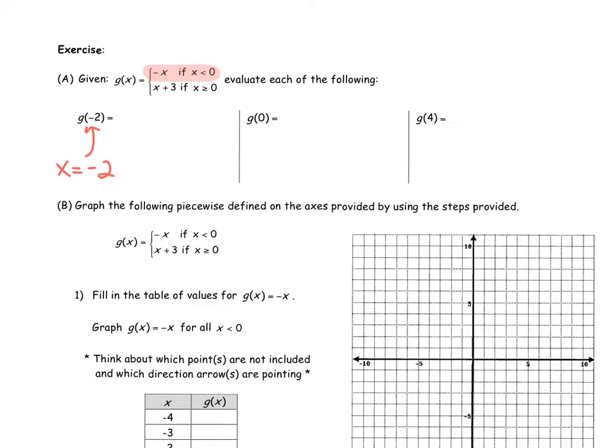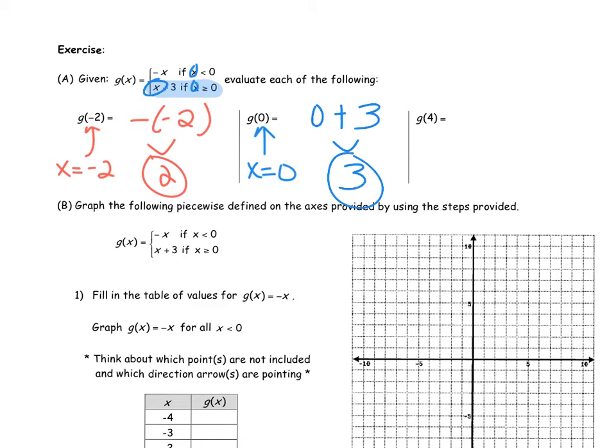So we're going to plug in, now we're using this left-hand side, -(-2), which is just 2. Let's check now g of 0, where x now equals 0. So let's see, we're plugging in x to be 0. Is 0 less than 0 or 0 greater than or equal to 0? Good, 0 is greater than or equal to 0. So now I'm looking at the bottom line where I'm plugging in for this x value. So I have 0 plus 3, which is just 3.